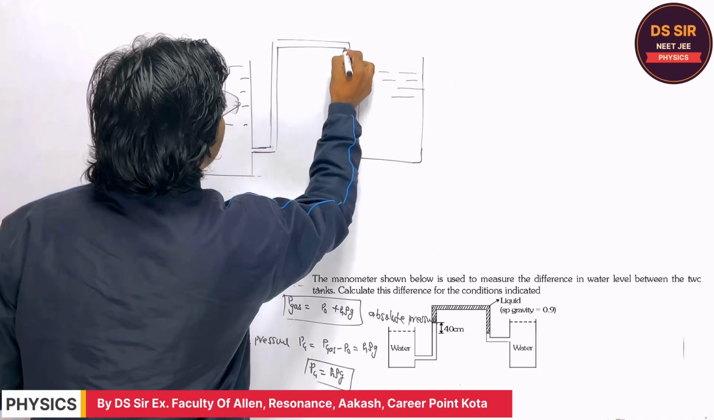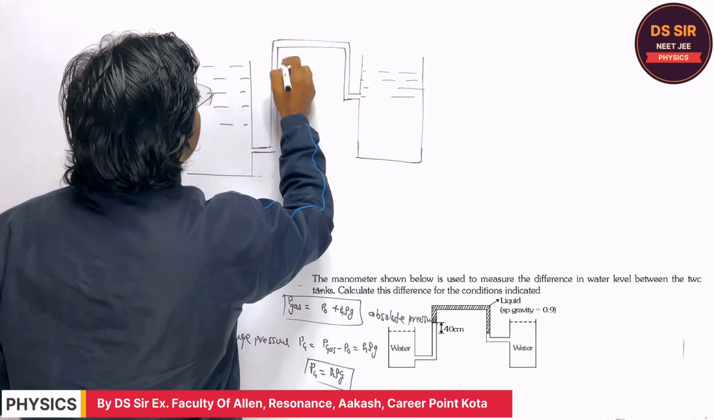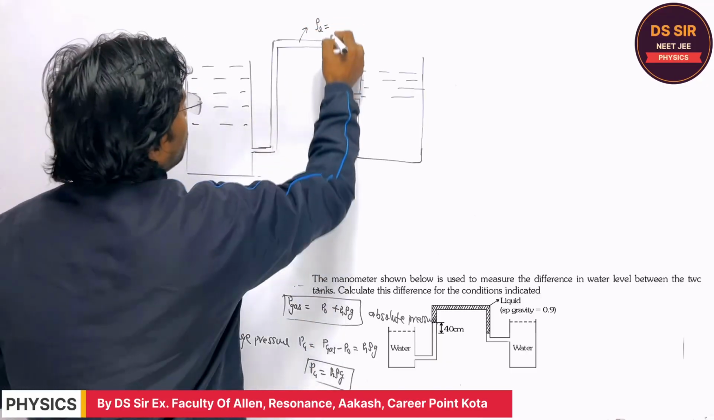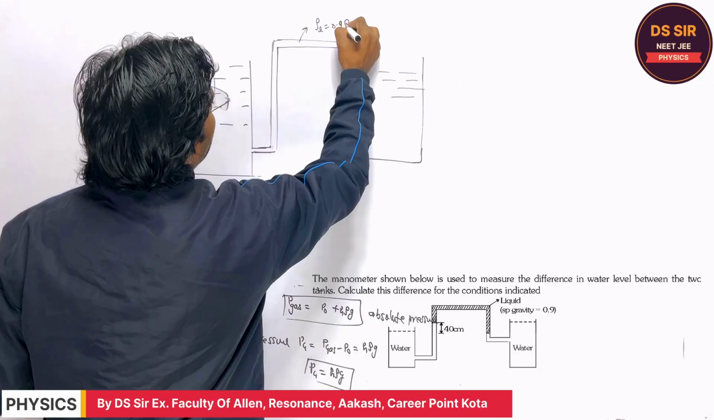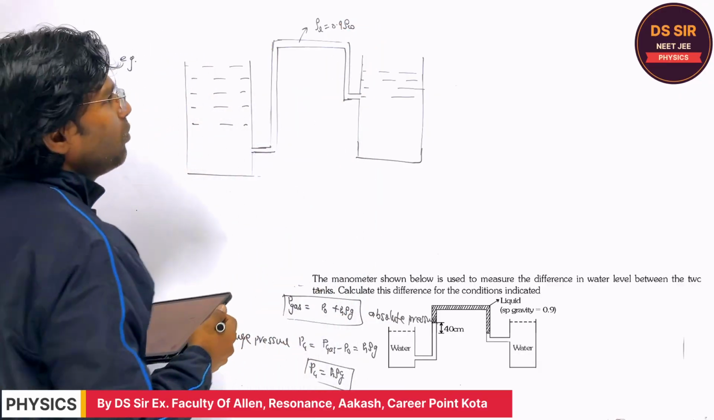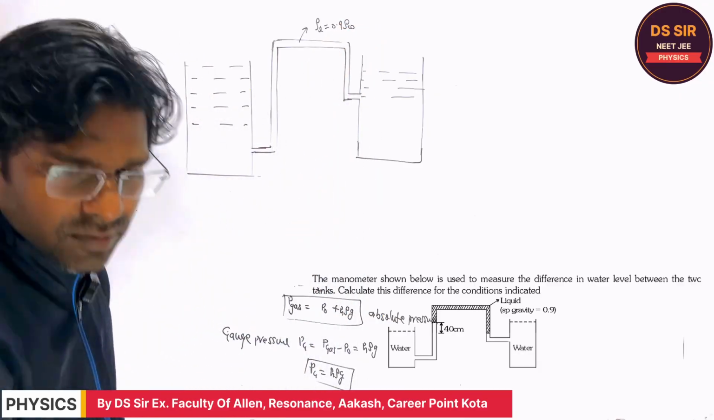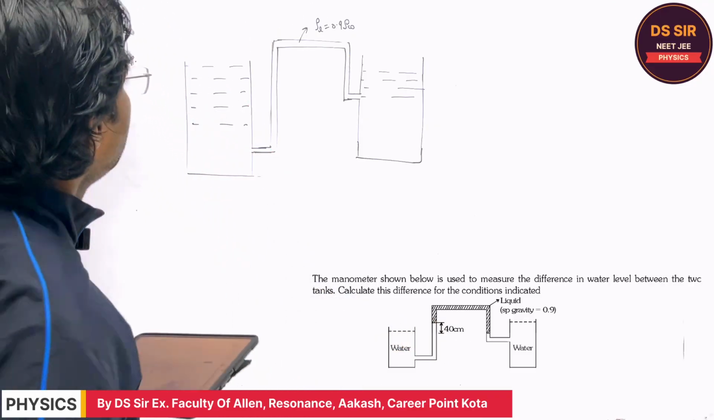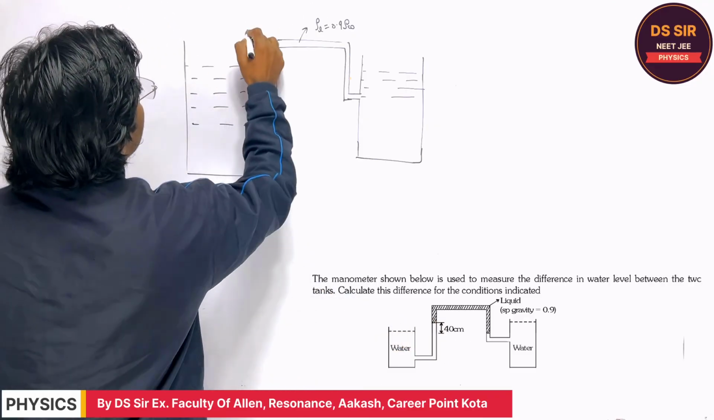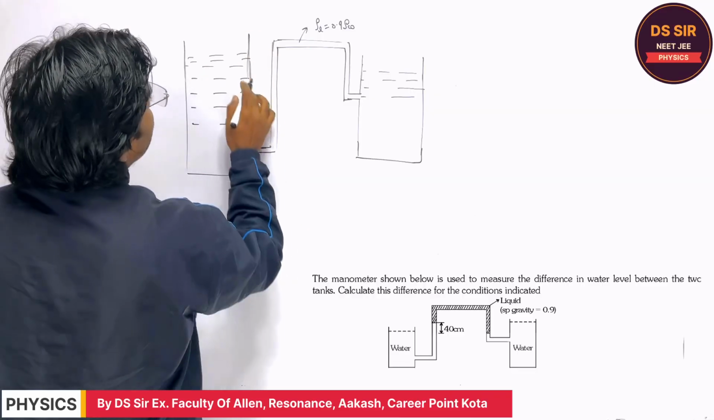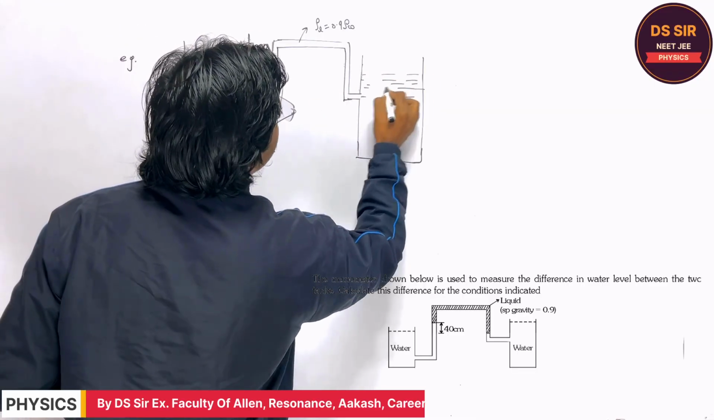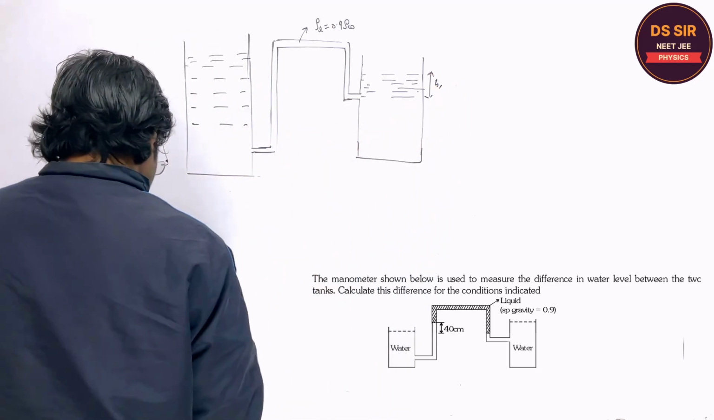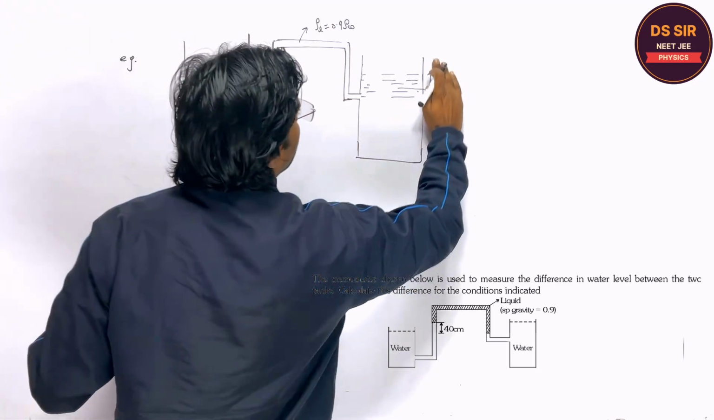This is the tube like this. Is it clear? And the liquid is over here. The density of this liquid is 0.9 rho water, because the specific gravity is given as 0.9, you can see. So you tell me, if the liquid level over here is more and the water level in this is less. Suppose this is H1, right?